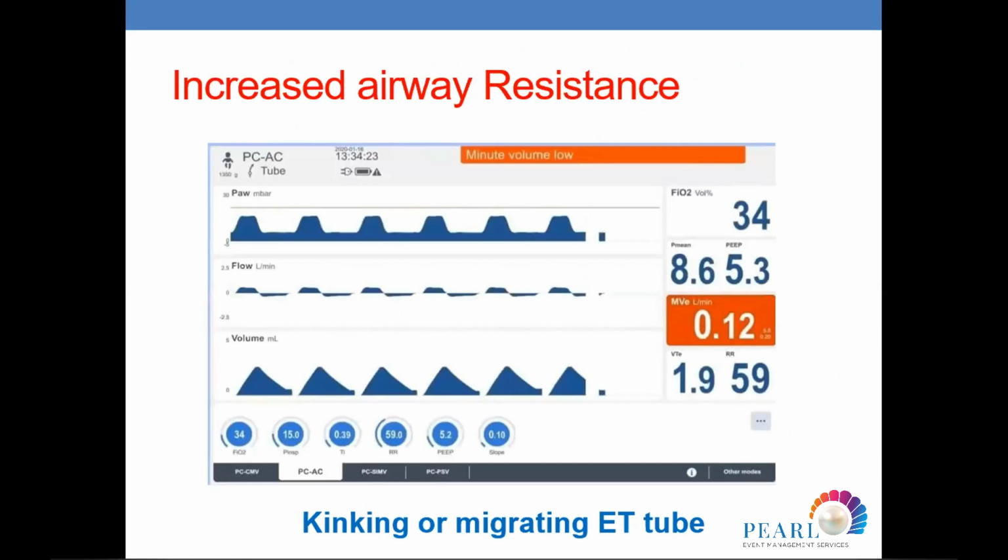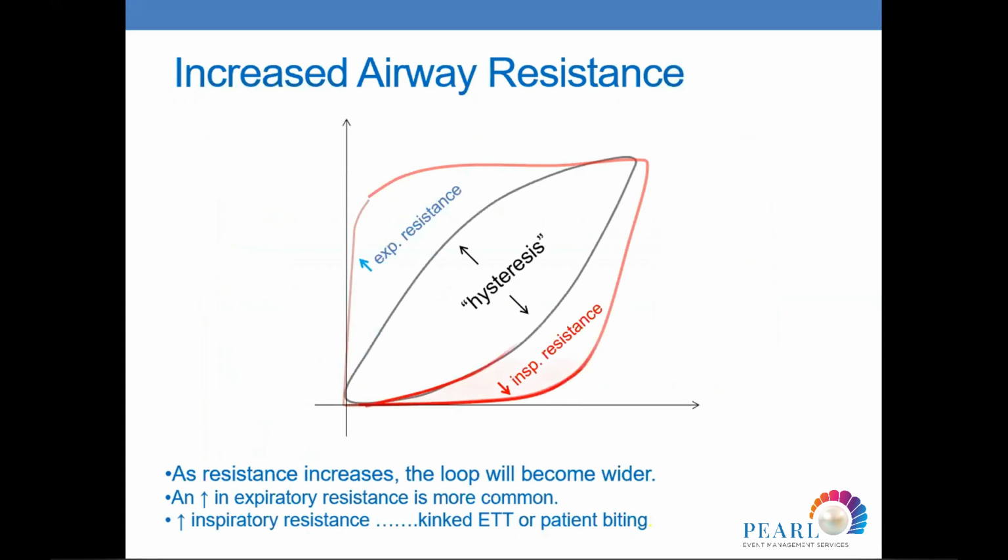So if there is severe airway resistance and the alarm, please don't ignore the ventilation alarms. You have to go and check what's going on. This means either the tube is kinked or there is migration of the ET tube to the right bronchus. In both setups, this is called hysteresis.